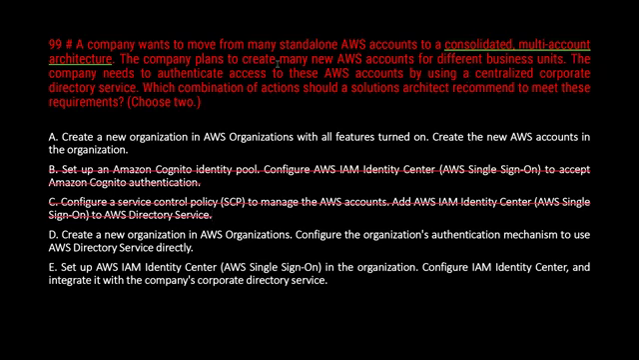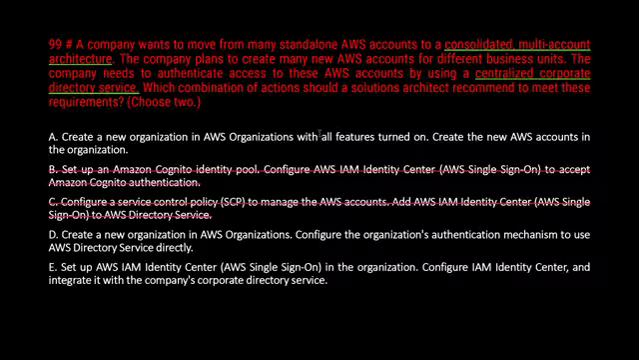The company plans to create many new AWS accounts for different business units. The company needs to authenticate access to these AWS accounts by using a centralized corporate directory service. Okay, this is another part of the question. First, they want to use something to consolidate, then they need some other service to centralize the corporate directory service. Then, which combination of the actions?